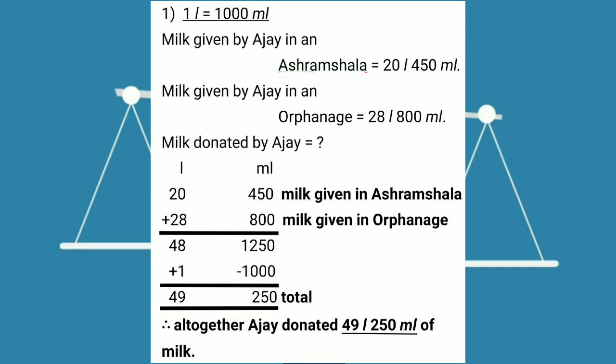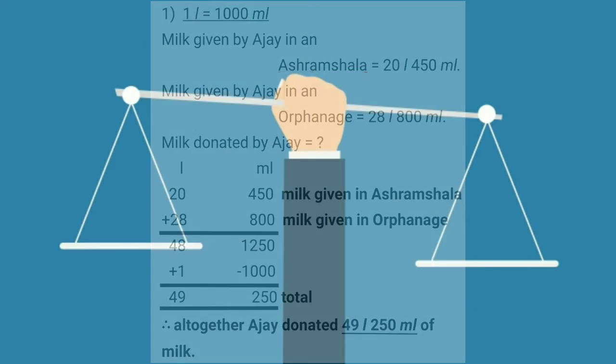1250 milliliter. Now 1250 is more than 1000. So what will we do? We will remove the excess 1000 from 1250 and add it to 48 as 1 liter, which will give us the answer 49 liters and 250 milliliters. Therefore, altogether, Ajay donated 49 liters and 250 milliliters of milk.